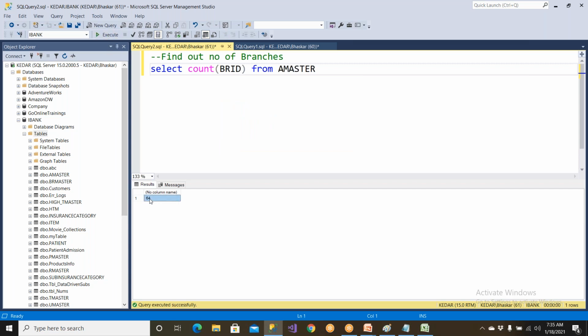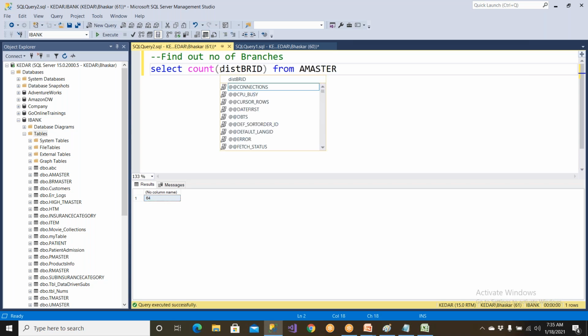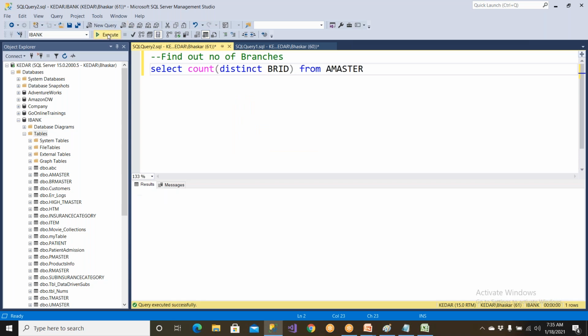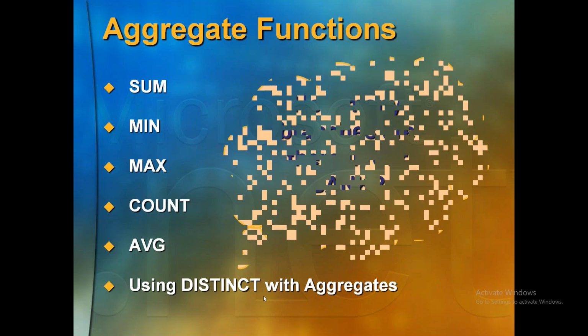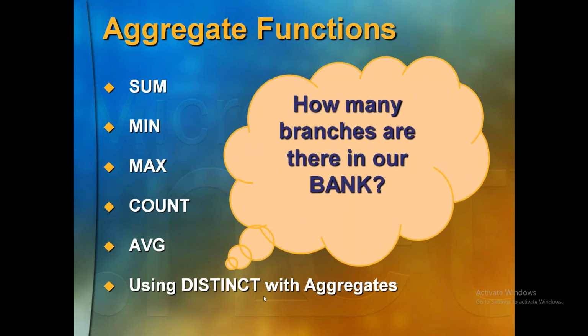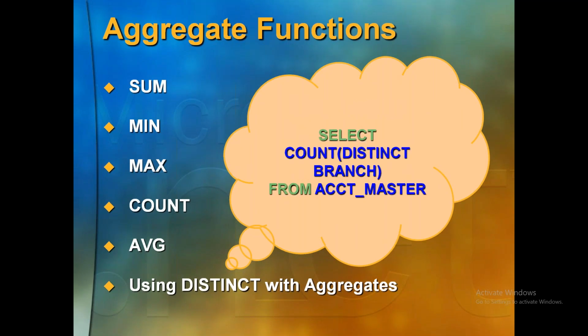But I wanted to know branches. We have only 8, right? 9, right? You must use distinct branch. So this is the query. Distinct can also be used within the count, as number of branches. Clear? So this is also one more query. We can use distinct with aggregates. How many branches are there in our bank? We can use select count of distinct branch ID from the account master table.